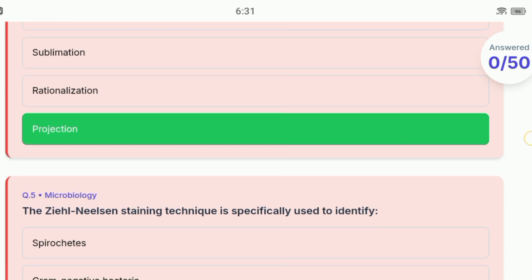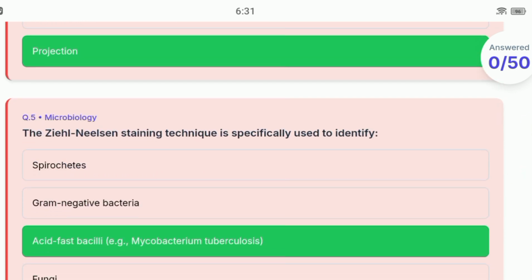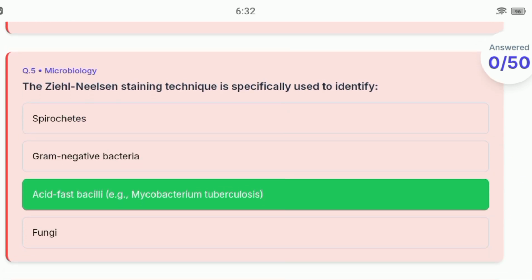Projection. Next, 5, microbiology. The Ziehl-Neelsen staining technique is specifically used to identify: options are A. Spirochetes, B. Gram-negative bacteria, C. Acid-fast bacilli, example Mycobacterium tuberculosis, and D. Fungi. So the correct answer is C.